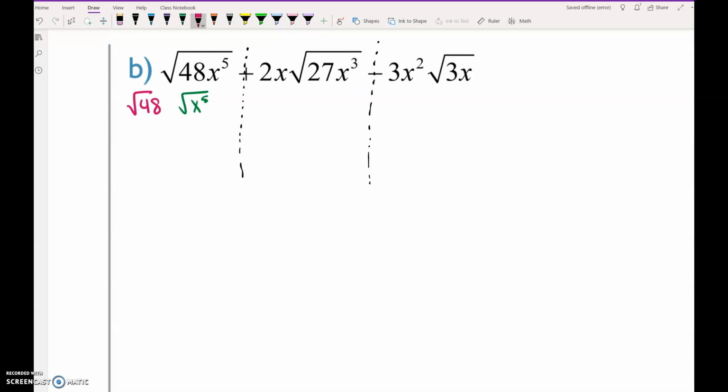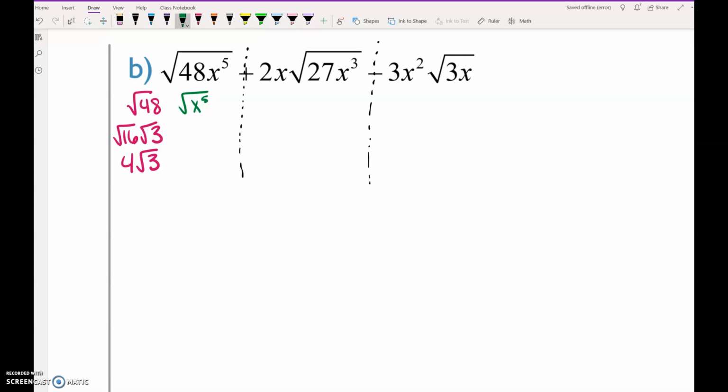So we need to split up the square root of 48. 6 and 8. 6 and 8 aren't perfect squares. I know 4 works. If 4 works, what other number should we try? 16. 16 times 3 is 48. So we have 4 times the square root of 3.